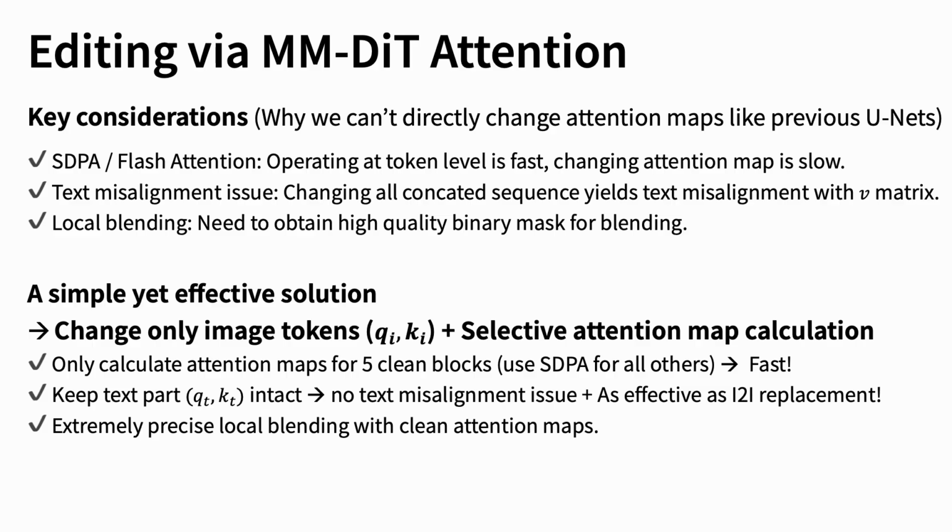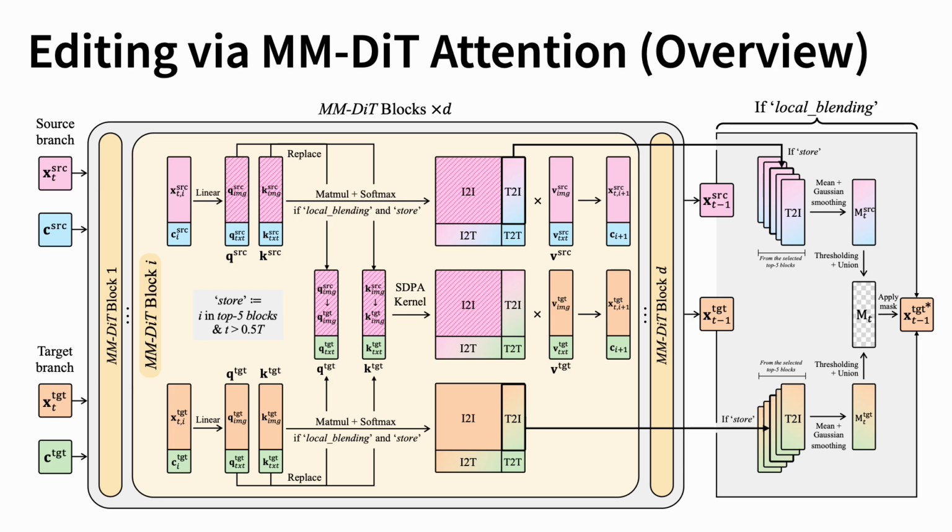Our solution is to replace only the target branch's image tokens with source image tokens and use selective attention map calculation based on our previous experiments. Our approach is fast, avoids text misalignment, and allows for very precise local blending. Now let's go through our pipeline.